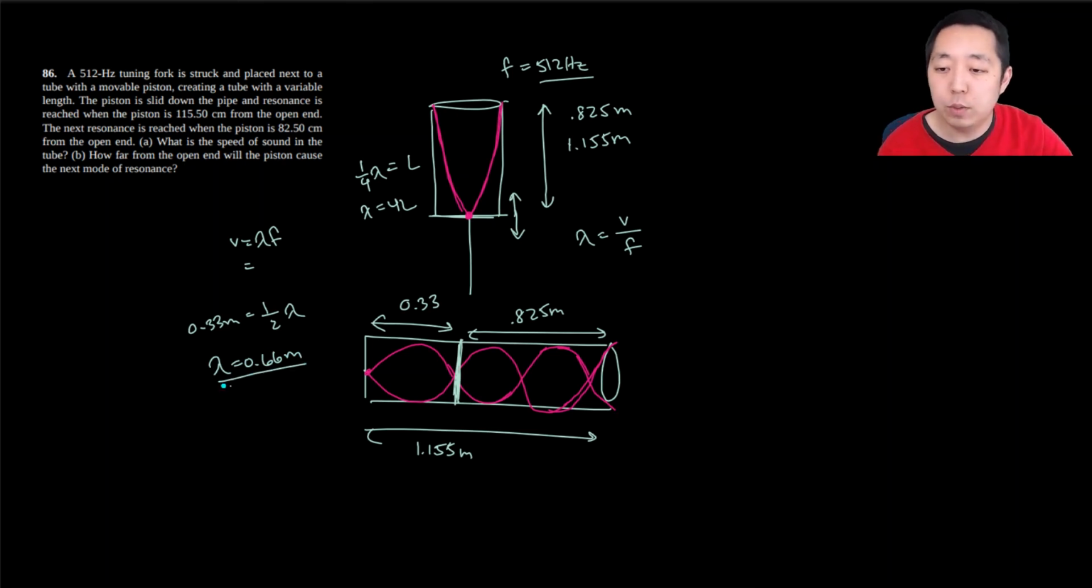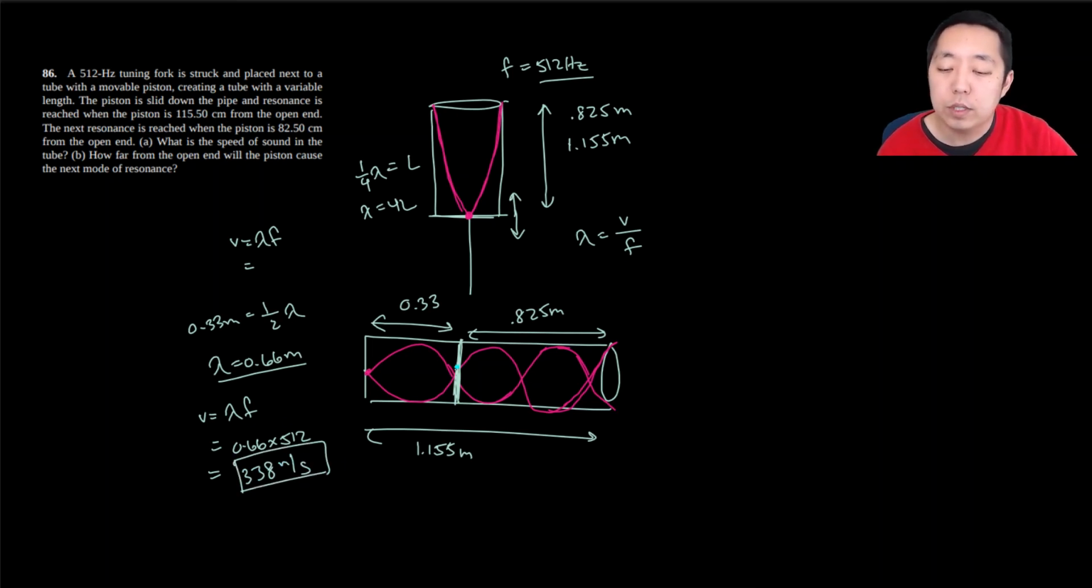So now we need to know what the speed of sound is. Now that I have the wavelength, I can find the velocity because I know it's lambda times f, with the wavelength being 0.66 and the frequency being 512 hertz. And that's 338 meters per second. Okay, so pretty close to 334.